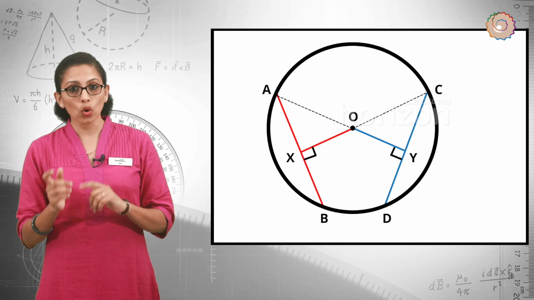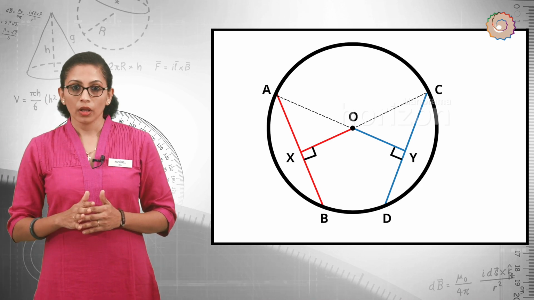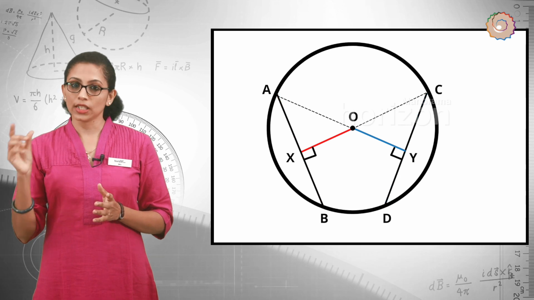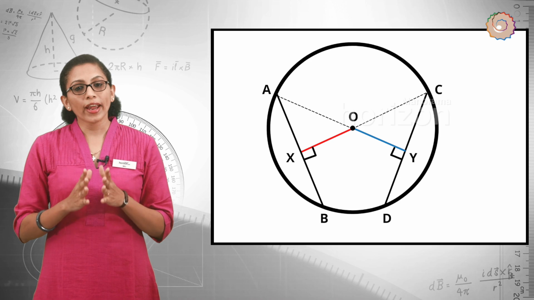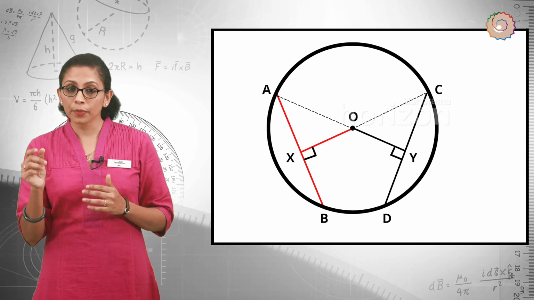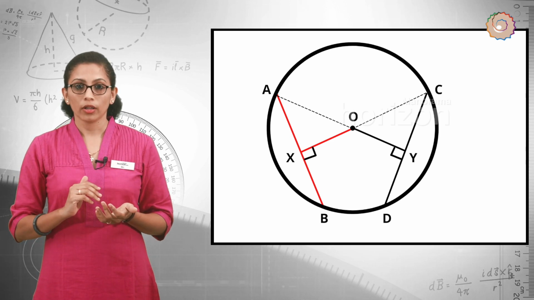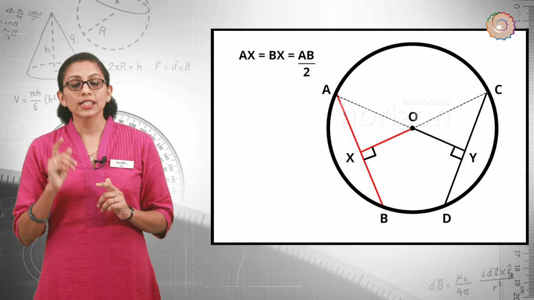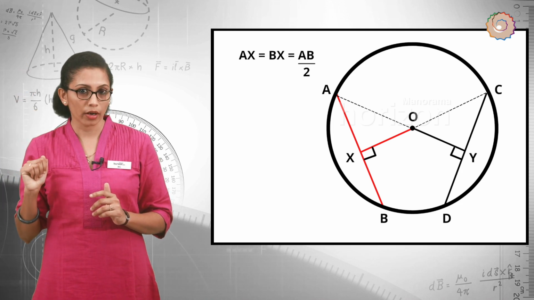Now OX and OY are perpendiculars to AB and CD. So we need to prove OX is equal to OY. Let's see the proof. Since OX is perpendicular to AB, the perpendicular from the center to the chord bisects the chord. So AX is equal to BX is equal to half of AB. Mark it as equation number 1.